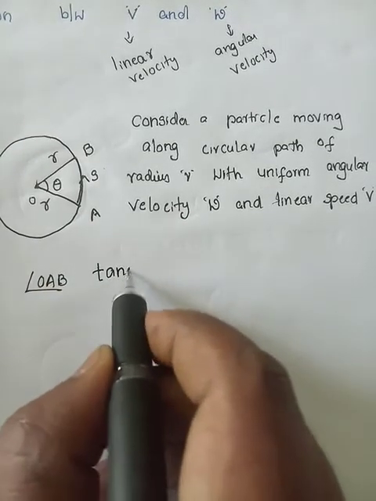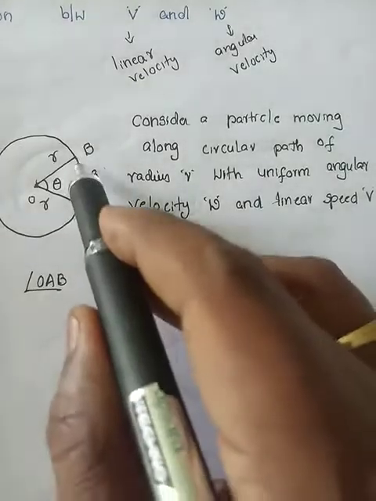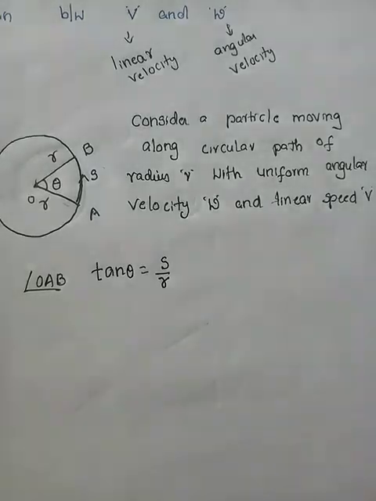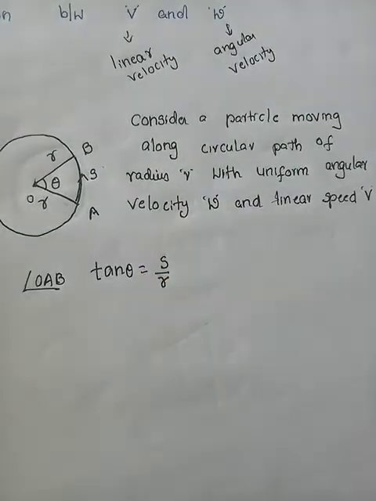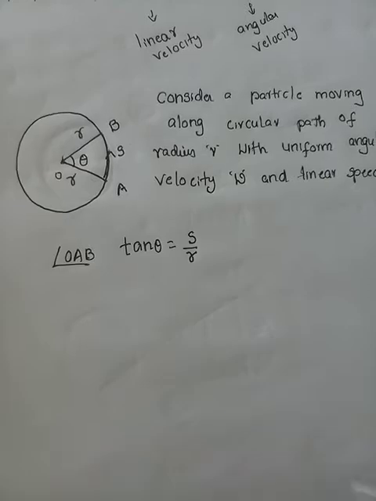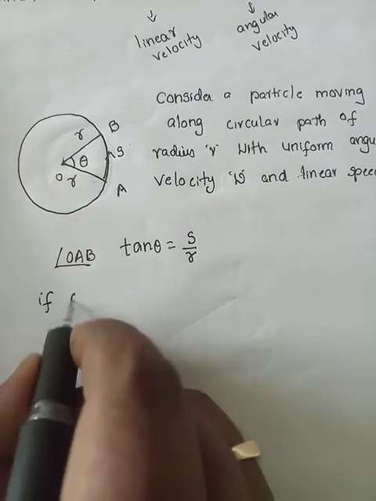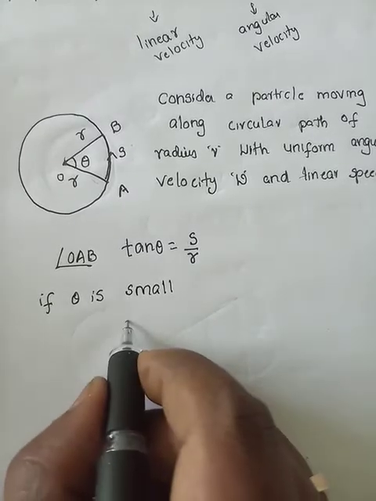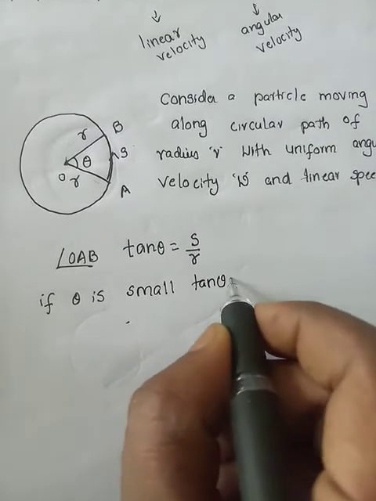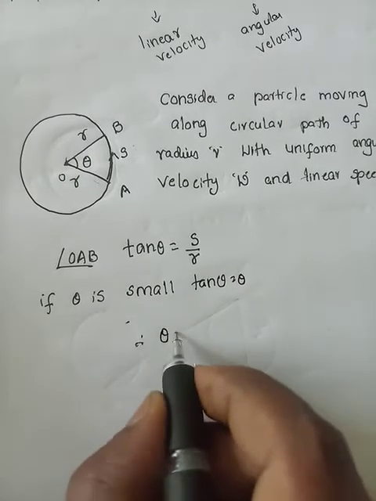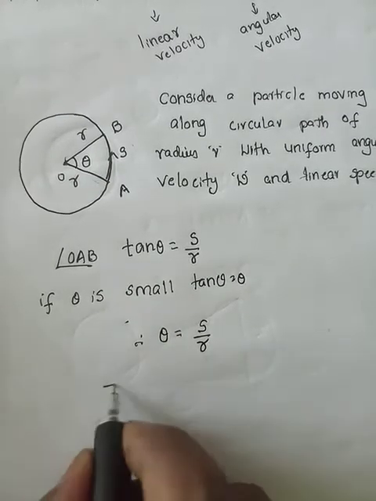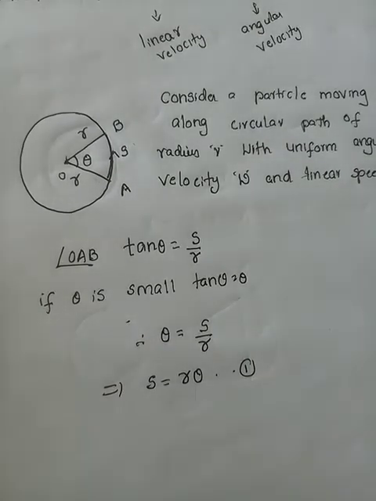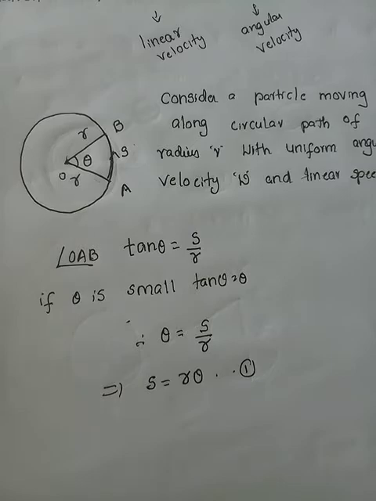opposite side by adjacent side. What is the opposite side? S by r. As we know, we consider the displacement is very small. If theta is small, what can I write? Tan theta is equal to theta. Therefore, theta is equal to s by r. That implies s is equal to r theta. So, we got displacement, right.